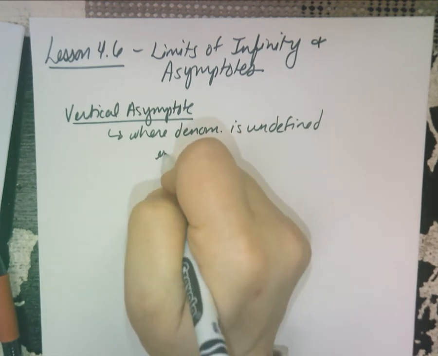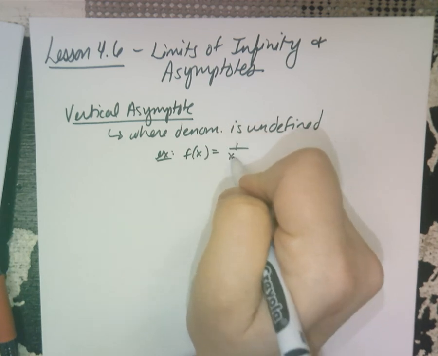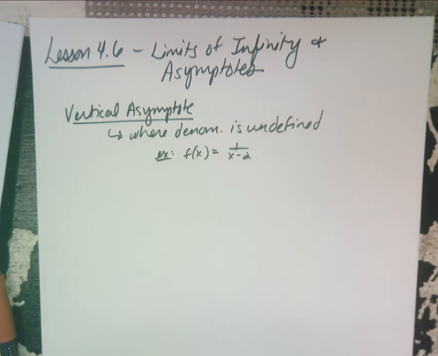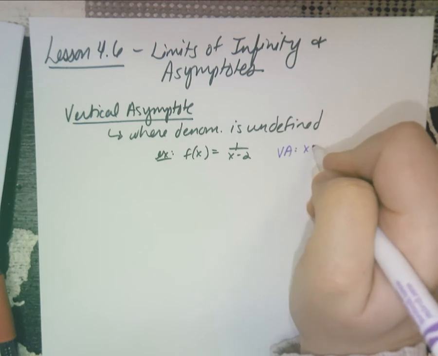So just a quick example, if you have f of x equals 1 over x minus 2, where is your denominator undefined? Pretty much, where is your denominator equal to 0 in a fraction? 2, so you would say I have a vertical asymptote at x equals 2.